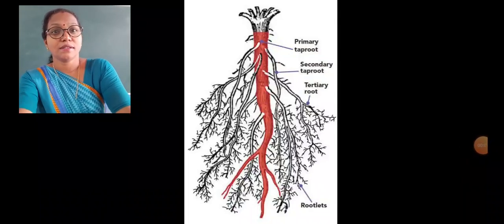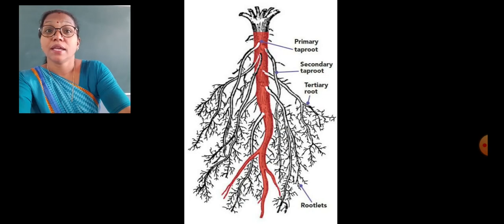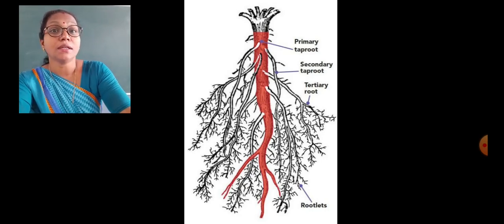Dear students, in this video we are going to study about the roots. Students, we know that the plant is divided into two parts mainly, that is the shoot and the root. The part of the plant that is present inside the soil is called the root, and the part of the plant that is present above the soil is known as the shoot. We can say the root system and the shoot system.